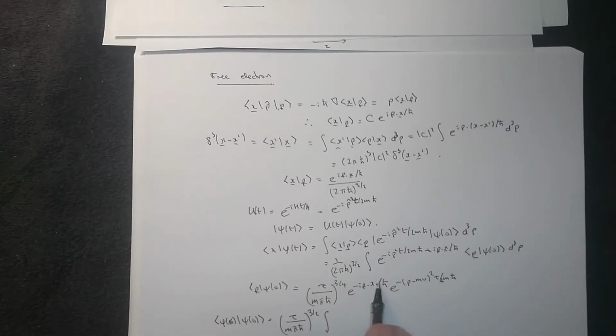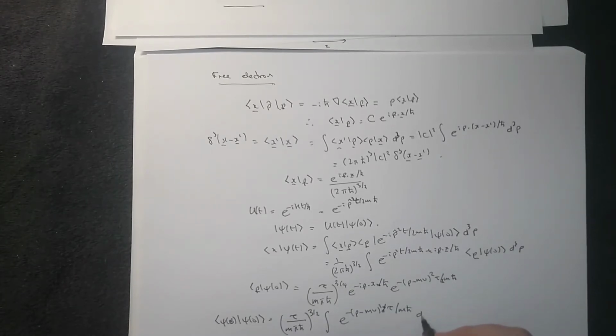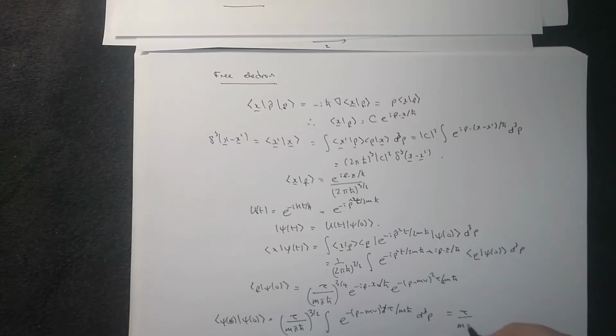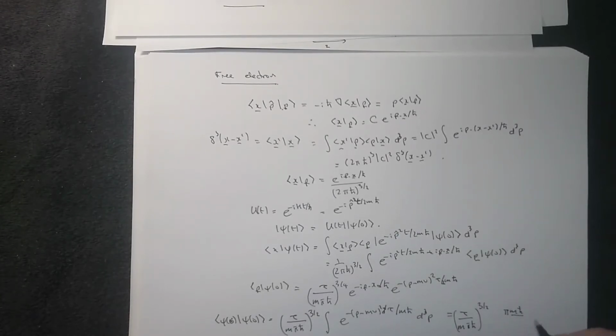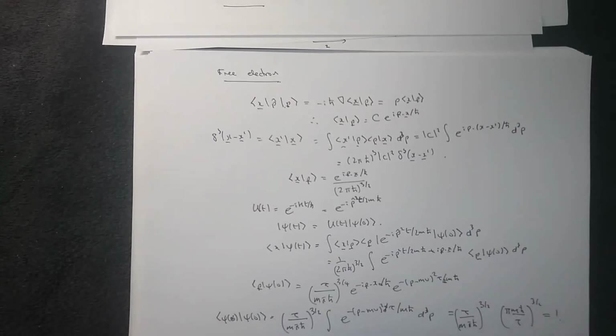times the integral. When you put the complex conjugate in, the phase will cancel off with itself, so we get e to the minus p minus mv squared tau over m h bar d3p, and we're integrating a Gaussian, so we end up with tau over m pi h bar to the 3/2, times pi m h bar over tau to the 3/2, which is 1.